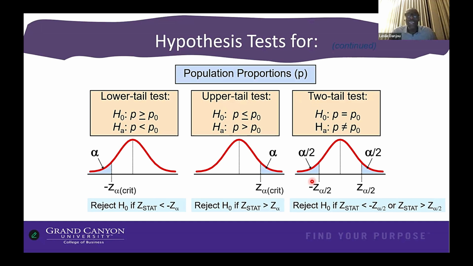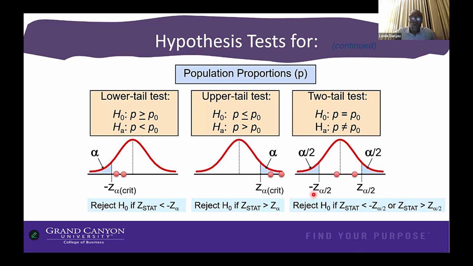Last but not least, even if you're dealing with proportions, it is the same concept. In the alternative, less than is left tail. In the alternative, greater than is right tail. In the alternative, not equal to represents a two-tailed test. Same thing, we're going to get our calculations. Do not reject. If it were to fall out here, reject the null. Reject right here. Do not reject.